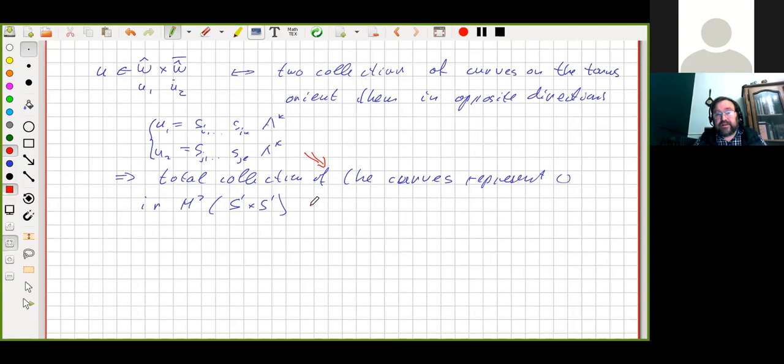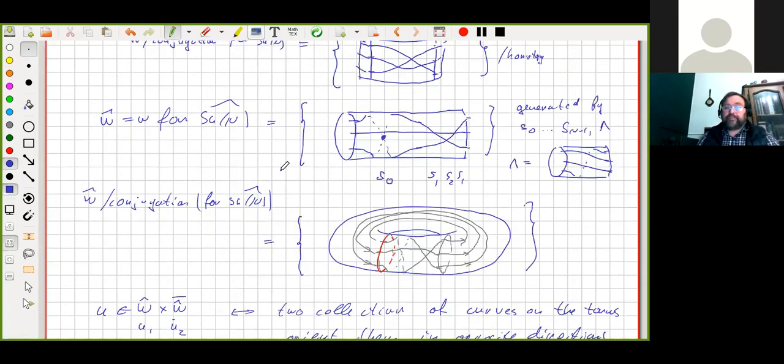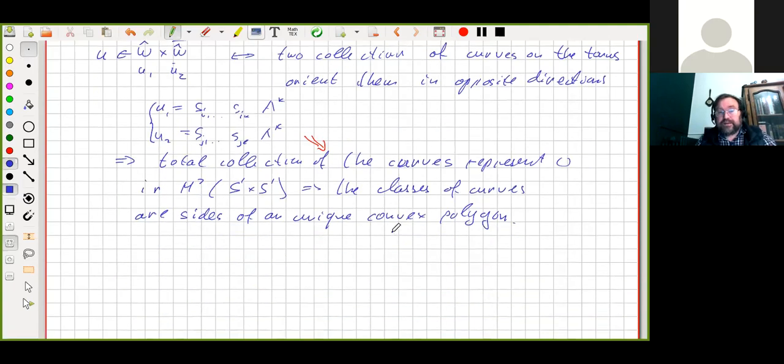So therefore the classes of curves are sides of a unique convex polygon. So this is the construction which constructs a polygon out of the word.